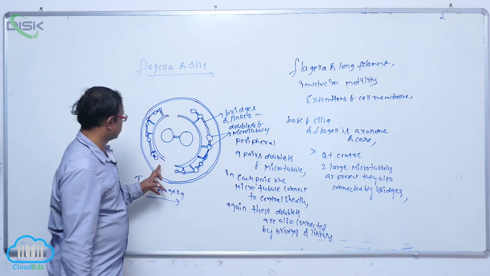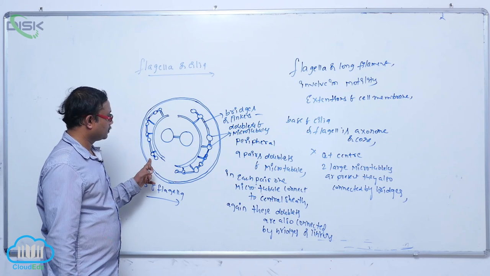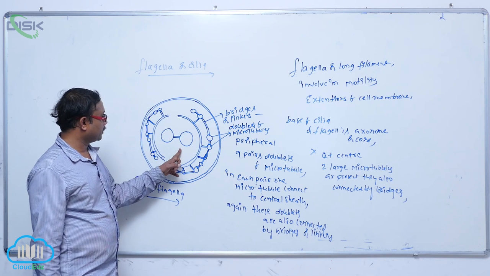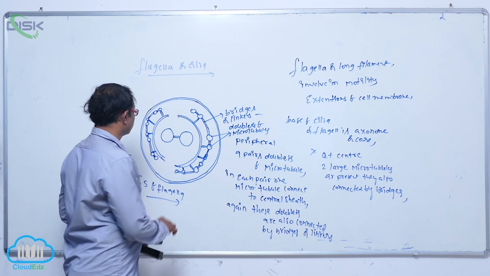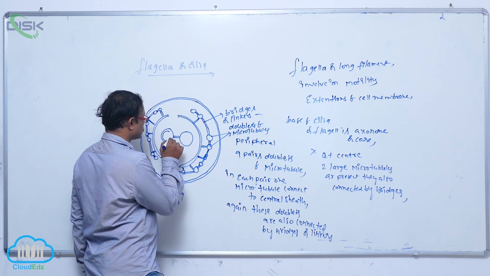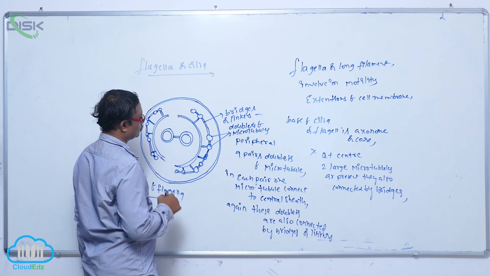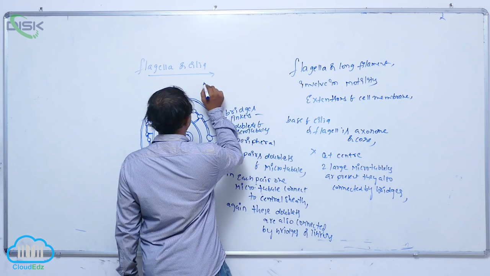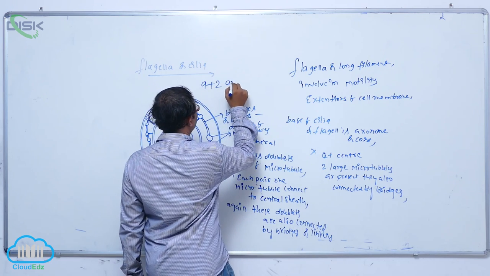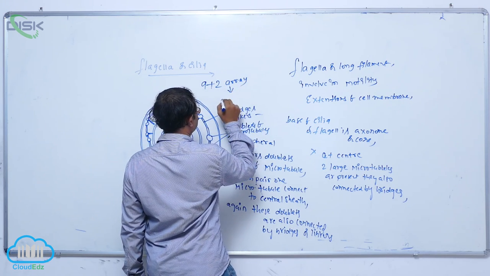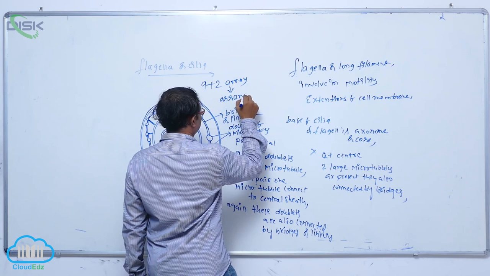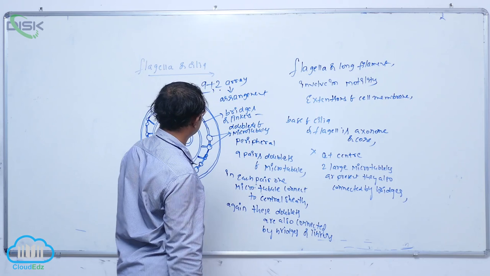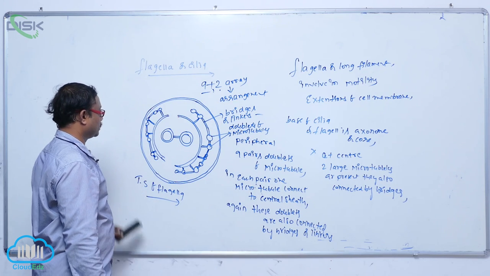So totally, peripherally there are nine doublets of microtubules, and centrally two large microtubules: nine plus two, totally eleven. It is the 9 plus 2 array, meaning arrangement: peripheral nine, central two. That is known as the 9 plus 2 arrangement.